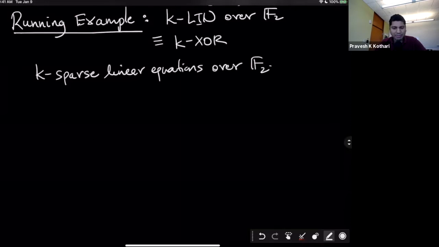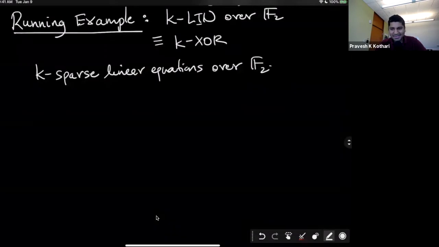I'm just shutting down my programs because I'm getting scared that Zoom might crash. Sorry about that.